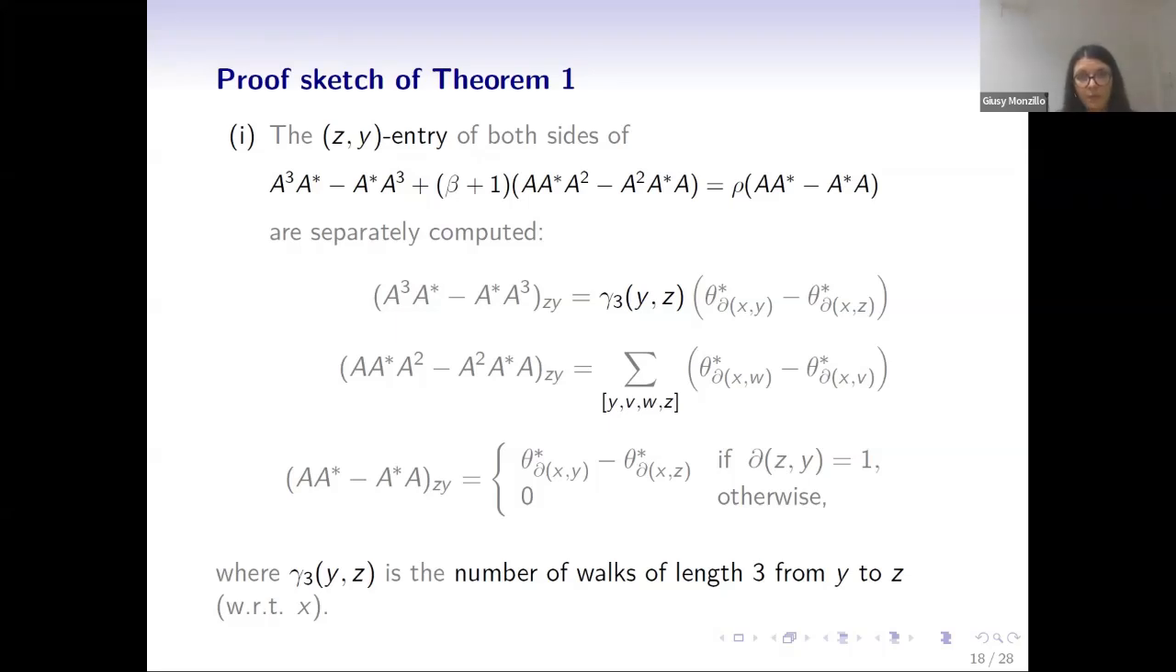So the cube, in the ZY entry, will represent the number of walks of length 3 from Y to Z. In general, the i-th power gives the number of walks of length i from Y to Z. So this is for i equal 3. Perfect, and this should ring a bell in your mind. We have 3-walks, but if the graph is uniform, we know something more about 3-walks.